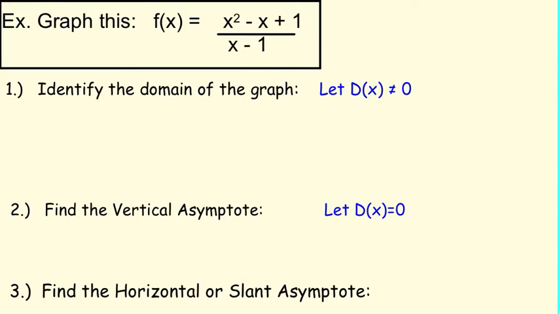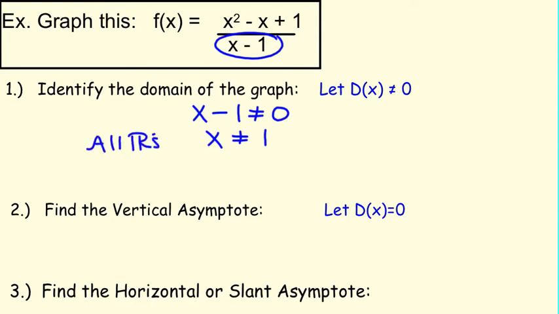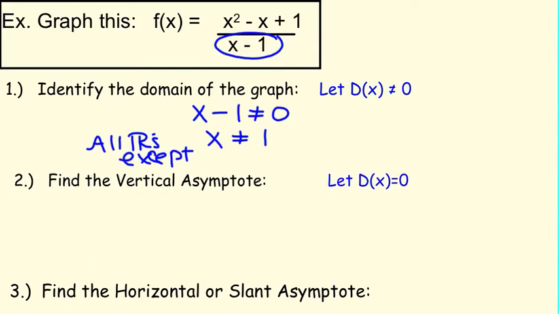So step 1 is to identify the domain of the function. So we're looking at the denominator. And we're saying, when does this not equal 0? So we set it not equal to 0 and we solve for x. To undo this, we add 1 to both sides. So the domain then is all real numbers except x cannot be 1. So that means then we're going to have a domain restriction at x equals 1. So our vertical asymptote then is at x equals 1.